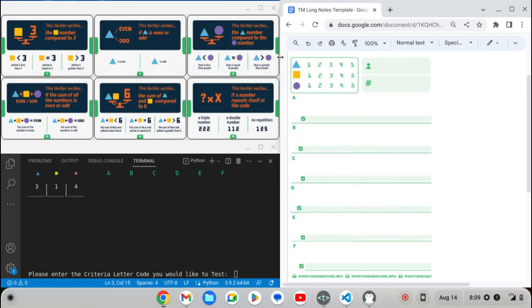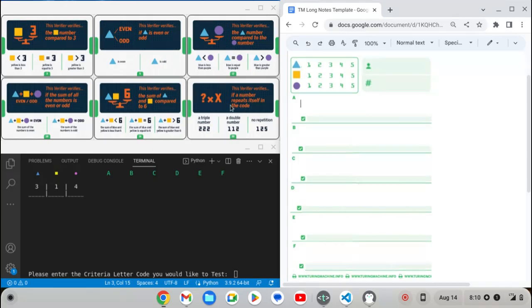Criteria card C looks at our first and last digits, triangle and circle, and compares them. So should the value of triangle be less than circle? Should they be equal? Or should the value of triangle be greater than circle? Criteria card D looks at our 3 digits, triangle, square, and circle, and adds them up. And the Turing Machine will let us know whether that sum is an even quantity or an odd quantity. Next, criteria card E looks at our first 2 digits, triangle and square, adds them up, and compares that sum to the number 6. So should the sum be less than 6? Should it be equal to 6? Or should it be greater than 6?